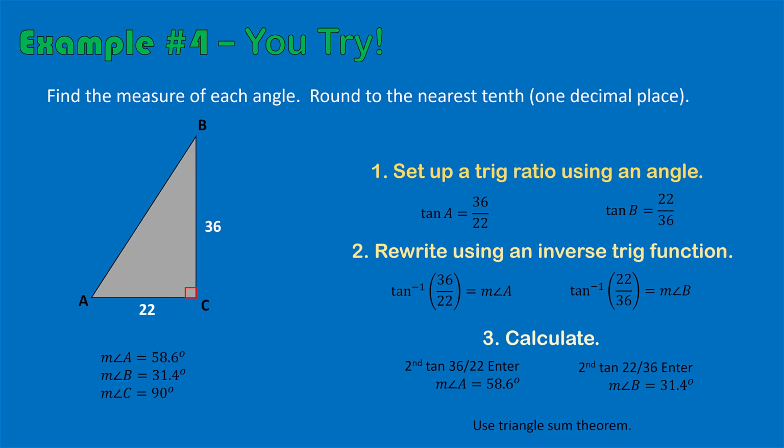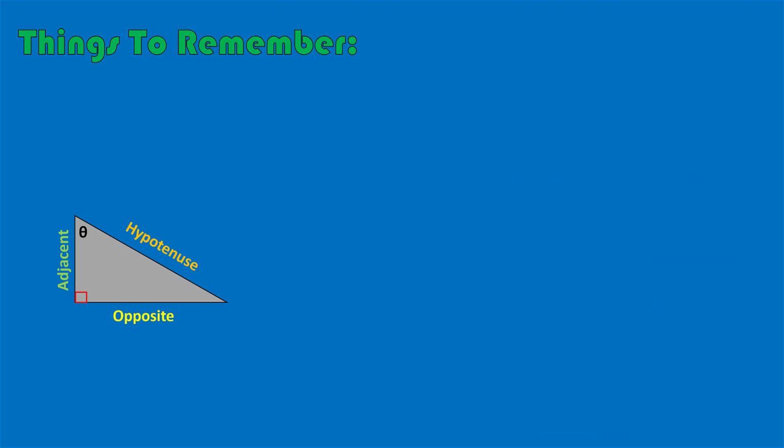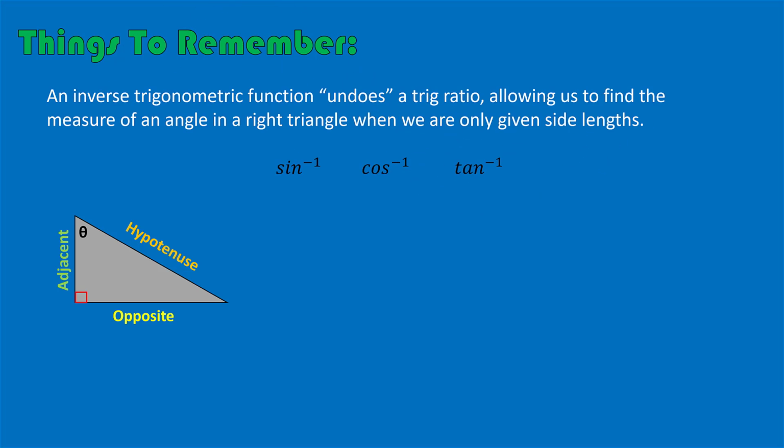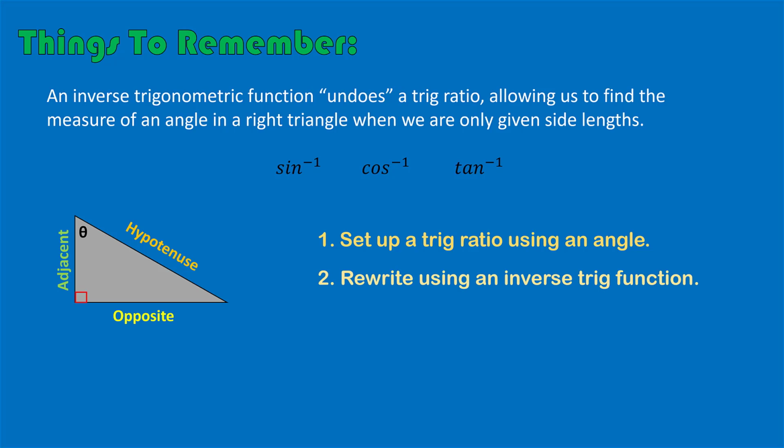All right, so this brings us to the end and things to remember. We have a right triangle here with theta labeled and the 3 sides labeled as opposite, adjacent, and hypotenuse. So an inverse trig function undoes that trig ratio, and that allows us to find the measure of an angle in a right triangle. So those are our sine inverse, cosine inverse, and tangent inverse. And the process or the steps to find theta: set up your trig ratio using any angle, rewrite that ratio using an inverse function, and then calculate. And that is it for this lesson.